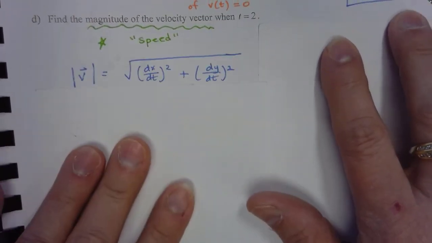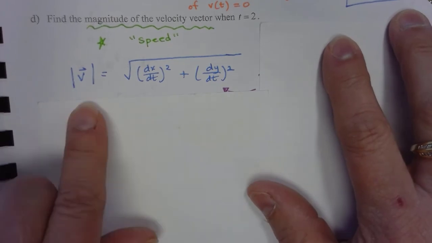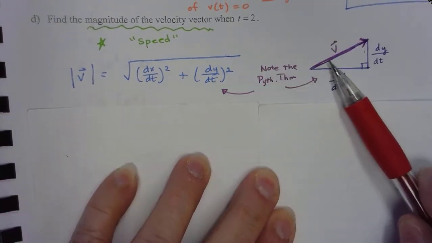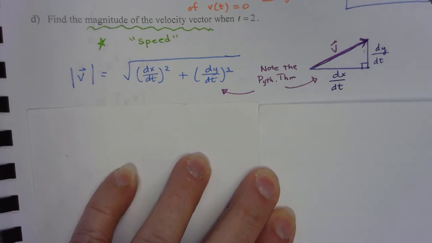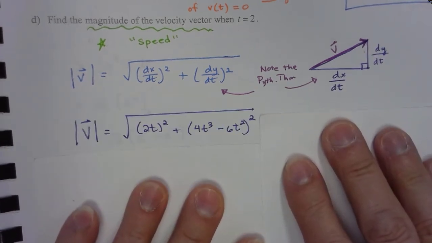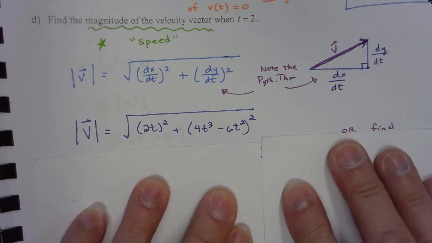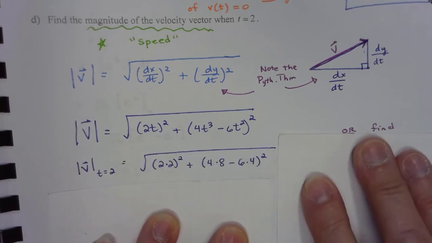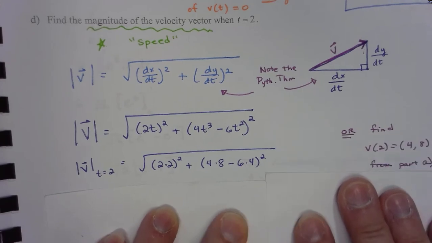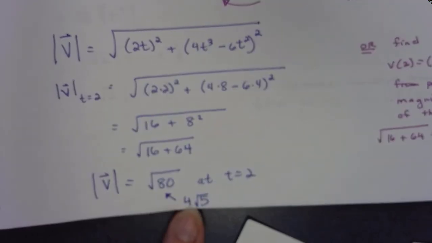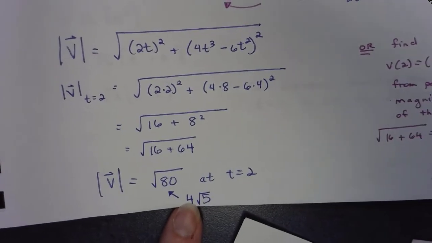Find the magnitude of the velocity vector. So that is our speed. It's denoted like this. Note, there's your velocity vector. It's really just your Pythagorean theorem. We can substitute in dx/dt and dy/dt, square them and add them. And when t equals 2, I just need to evaluate when t equals 2. And we get that to be the square root of 80, which is 4 square root of 5.